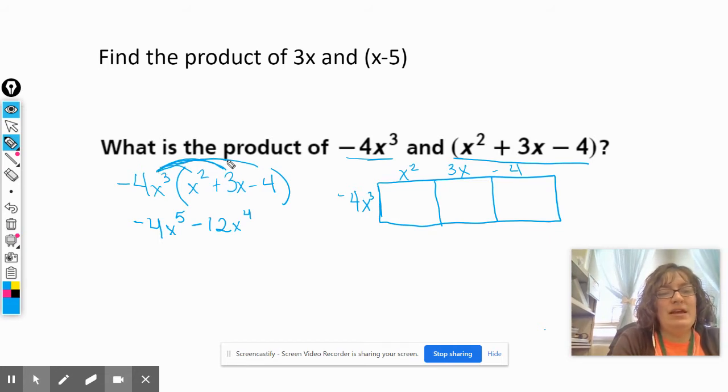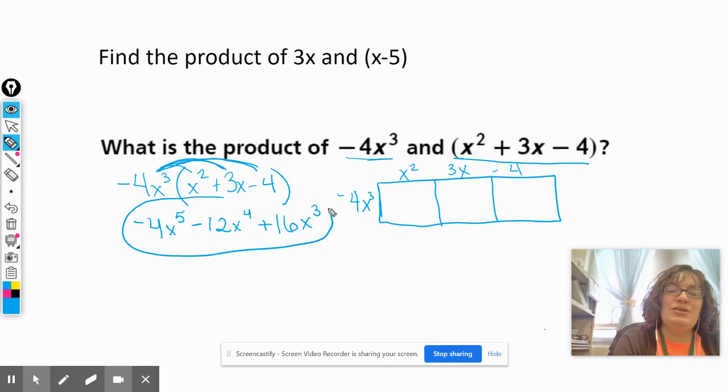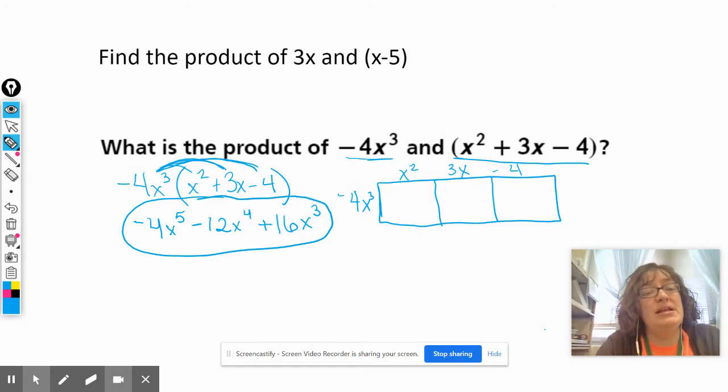And then finally, negative 4x to the third times negative 4. So negative times negative becomes a positive 16. And no other x's to combine, so I just write it as x to the third. When I finish, I want to look at my answer and see if there are any like terms that I can combine. In this case, I have x to the fifth, x to the fourth, and x to the third. Those are all different, so no combinations that I would need to make there.